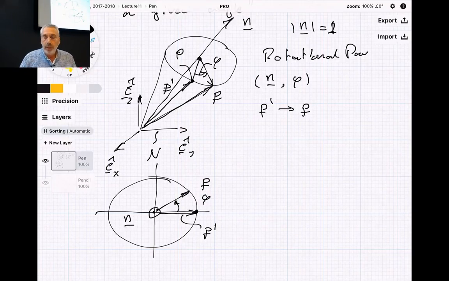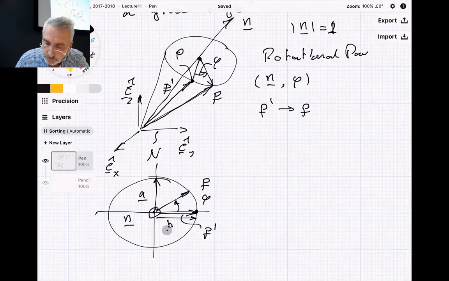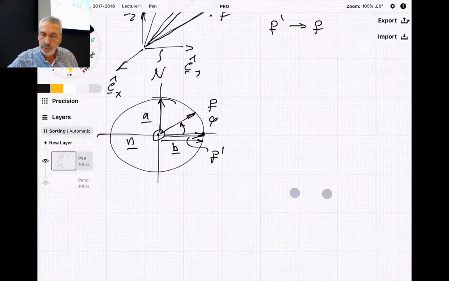Now, I want to find out, how do I get from P prime to P? And for that, I'm going to build a new orthogonal set of vectors in this plane. I'm going to call them A, so I'm going to build this vector, A, and I'm going to build a vector here, which I'm going to call B. Now, B looks a lot like P prime, but B is not P prime, because B is in the plane of that circle, and P prime is just a projection on that. But they look a lot identical.